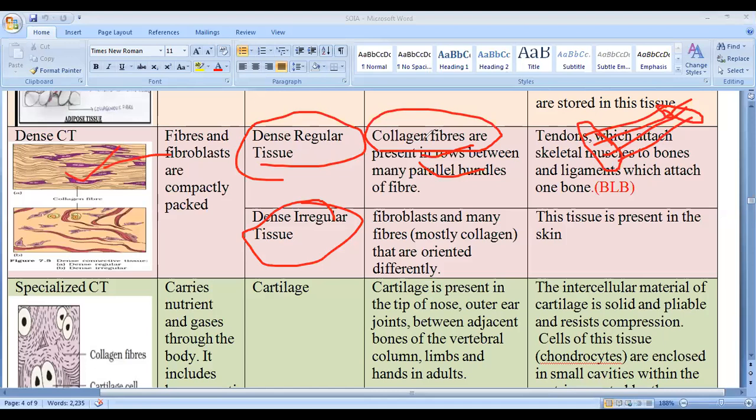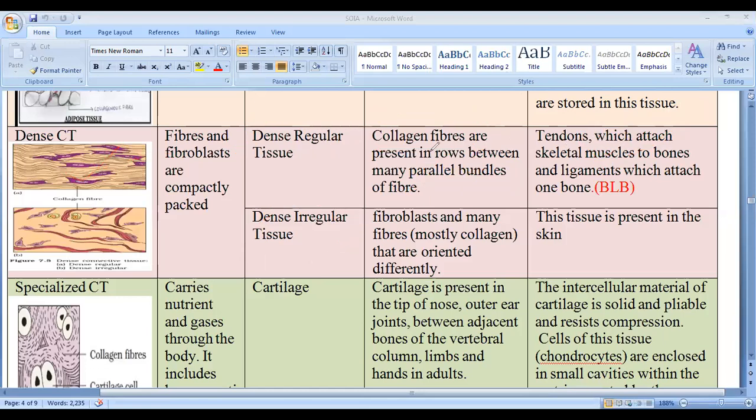So here they have the collagen fiber present in the rows between many parallel bundles of the fiber. And the function of collagen fiber is to provide strength. Where is it found? Collagen fibers are found in the tendons. I had already talked about that. Tendon connects the bones to the muscles, okay. And another is the ligament, which attaches bone to bone. Sorry, bone to bone, yes, bone to bone attachment is performed by the ligament.